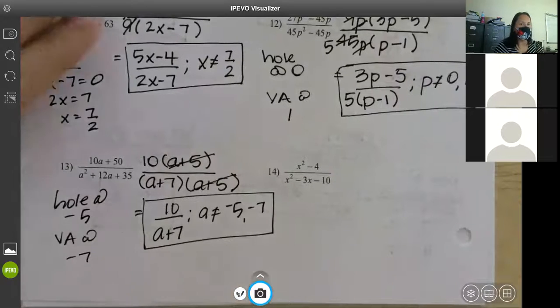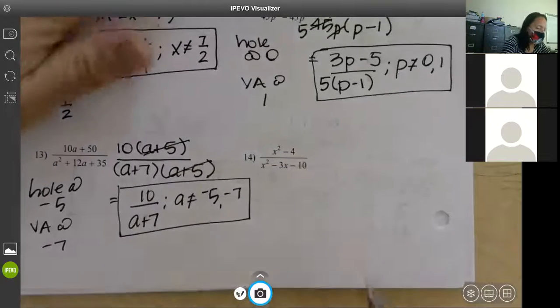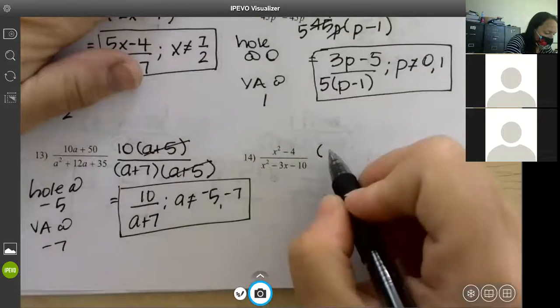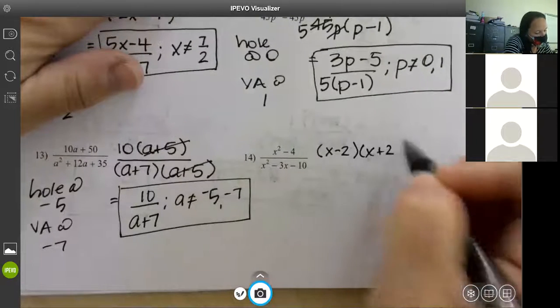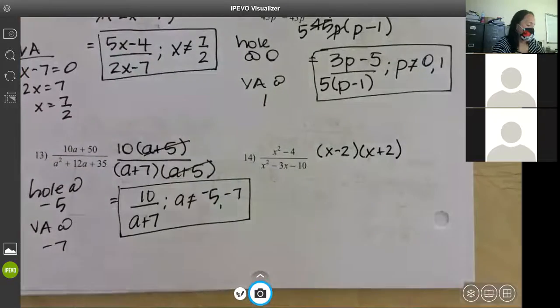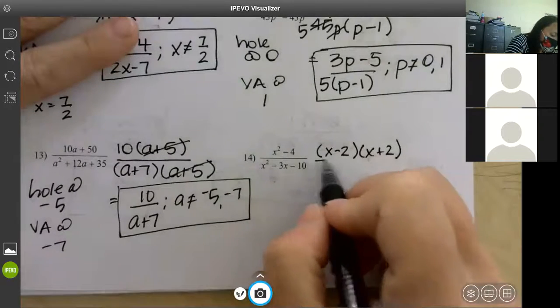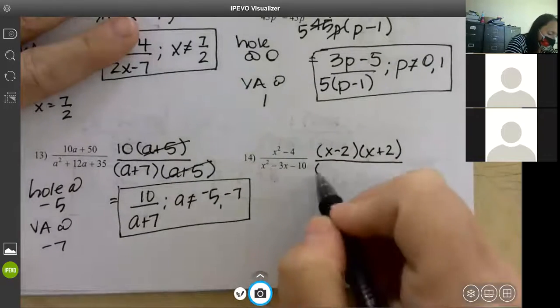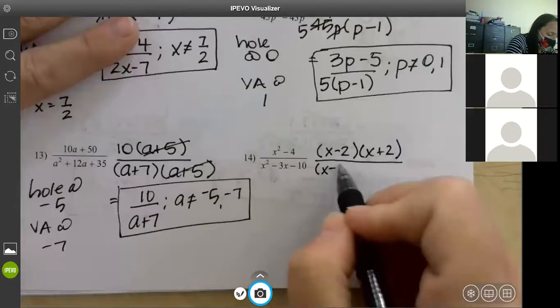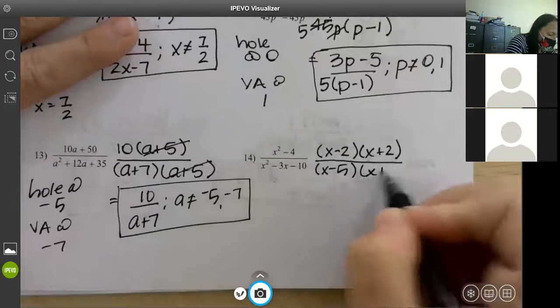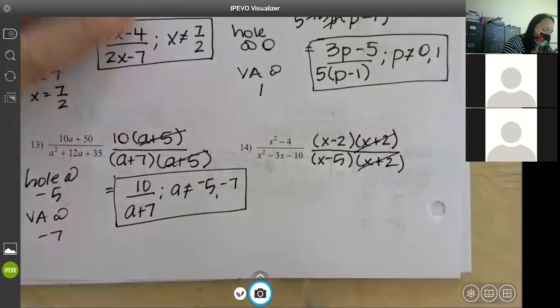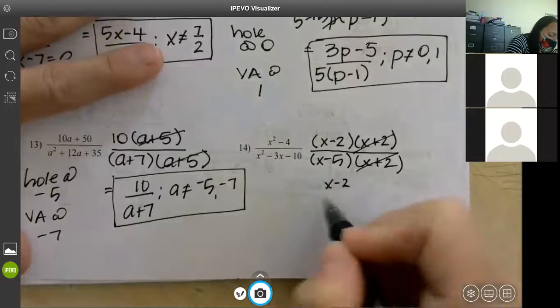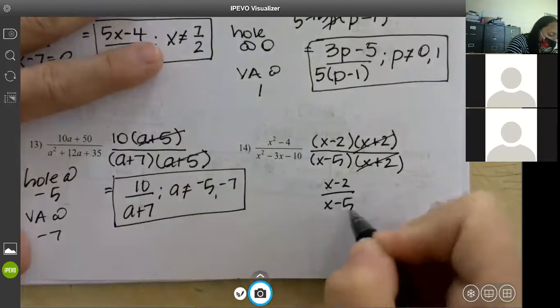So if we look at 14 on the top, how do I factor x squared minus 4? Perfect. Remember, it's perfect squares, so it's pairs and share. One is positive, one is negative. On the bottom, factors of negative 10 that add to negative 3. Negative 5 and positive 2. So that means we cancel out our x plus 2. Our final answer is x minus 2 over x minus 5.